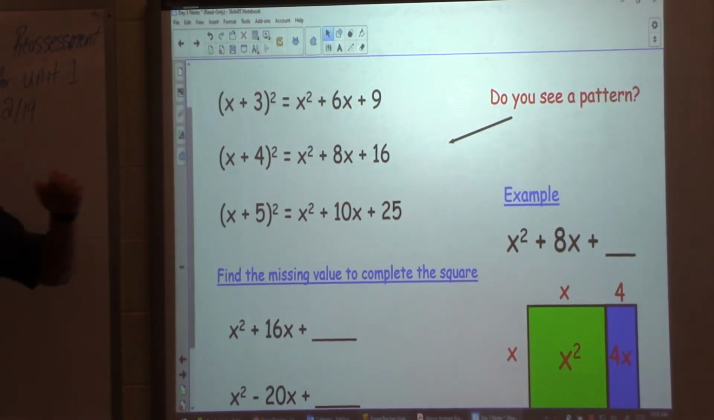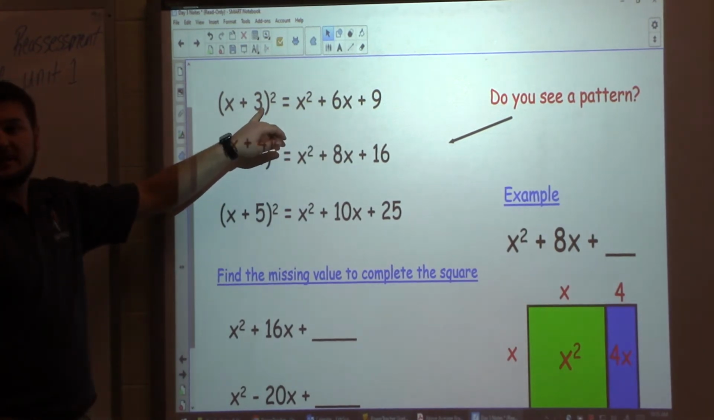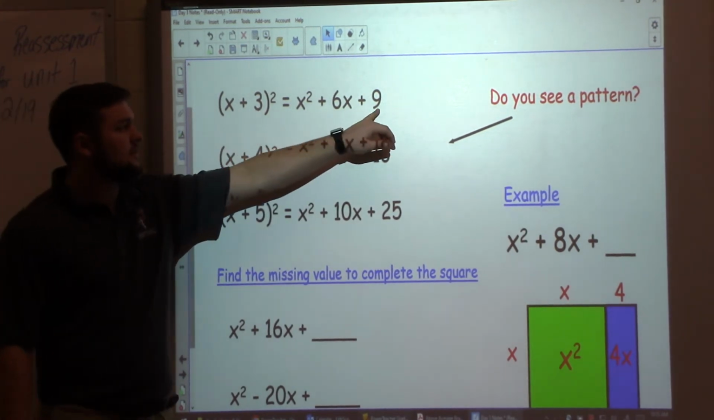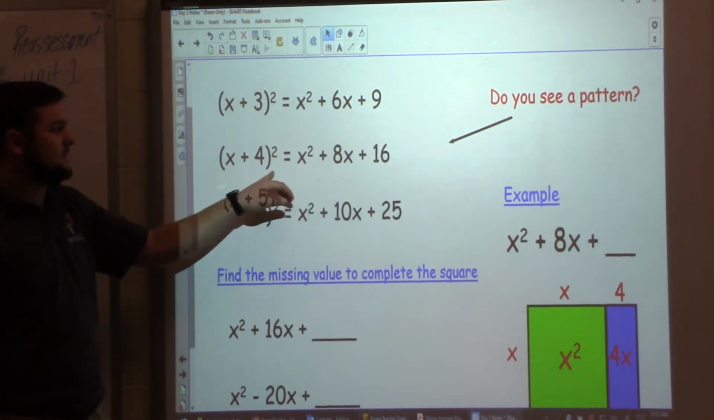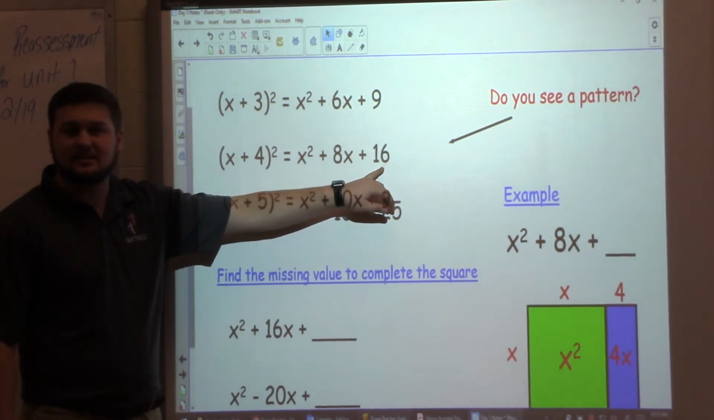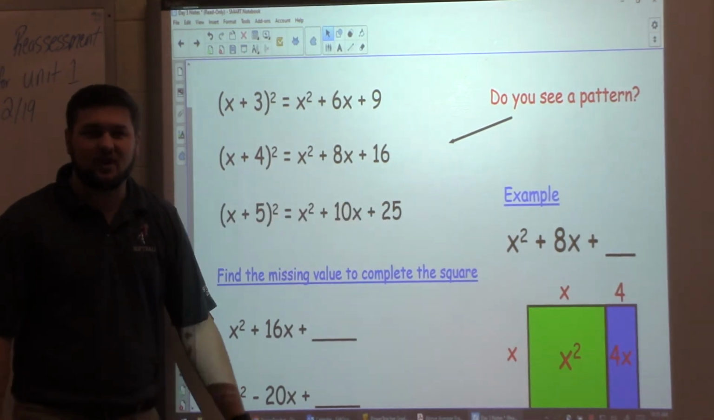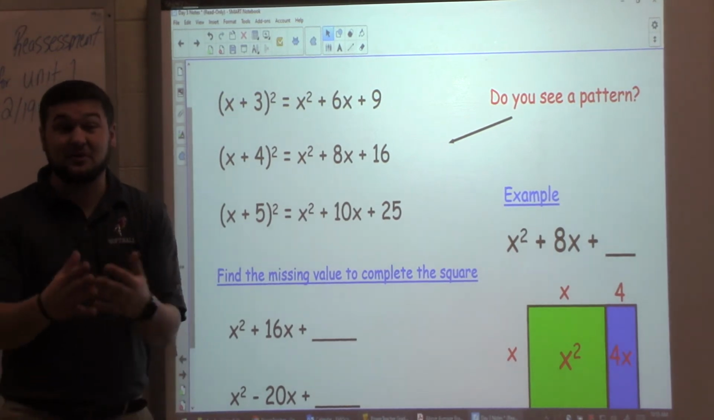That's crazy. So if I take 6 and I divide it by 2, I get 3. And then if I square 3, I get 9. If I take 8 and I divide it by 2, I get 4. And if I square it, I get 16. Hey, do you think that's going to work for all of them? Yeah. That's literally the way we do it.